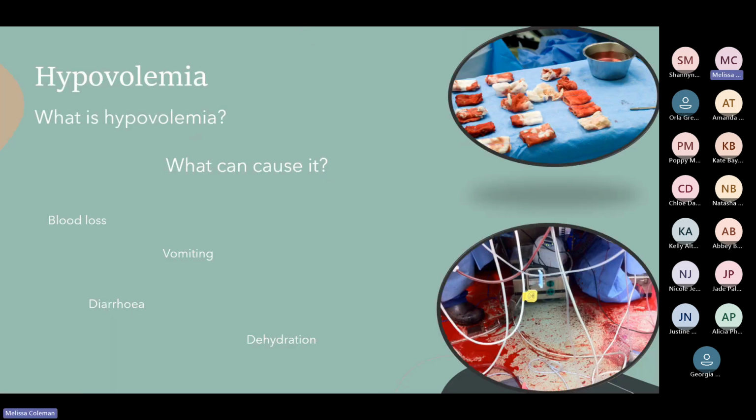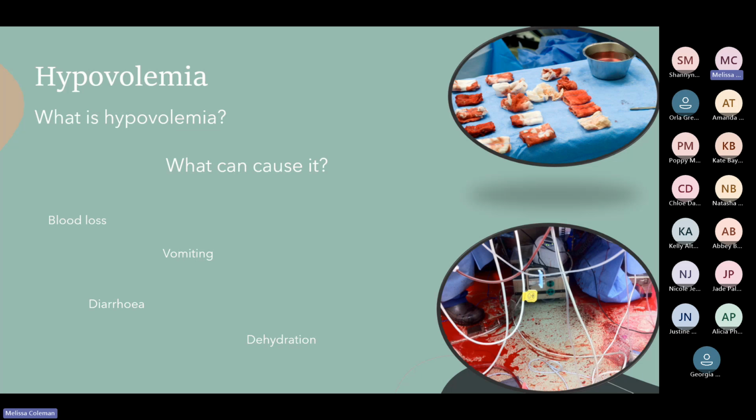And then we have hypovolemia. Does anyone know what hypovolemia is? Yeah, low blood volume, perfect. This is when there is not enough volume in the vessels, and this affects our venous return when it goes back to the heart. Even if your patient is very vasoconstricted, if you don't have enough volume going through your vessels, you're still going to get a bad blood pressure.